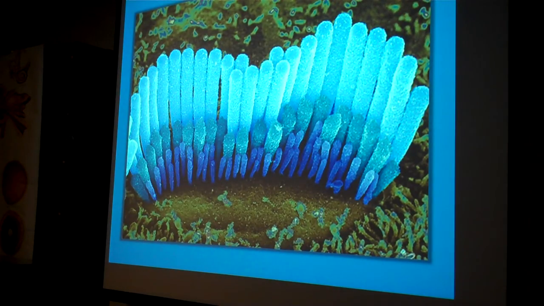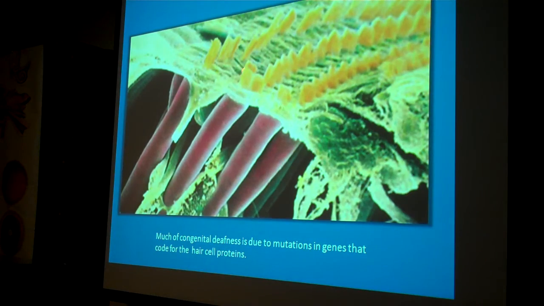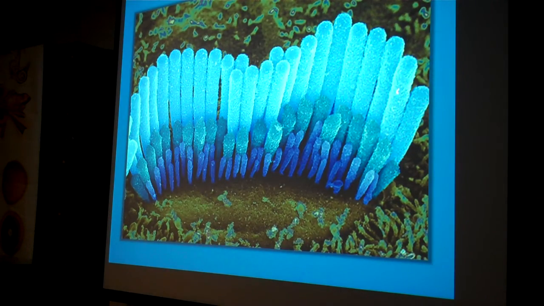If I just blow up this area right here, just take one of these little groups and blow it up, you can see it has sort of an M shape to it. Okay, real pretty when it's colorized like that. And again, these are not hairs; these are actually membranes with proteins in the membrane.